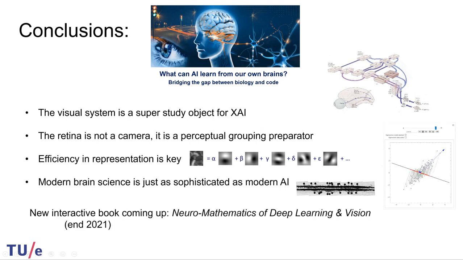I hope to contribute with a new book. It will take me several months more to write it, but I will write it. It's now about 48 chapters, about all of this that I discussed in this small lecture, but I go much deeper, of course. We also have much more space and time. It will be called Neuromathematics of Deep Learning and Vision.